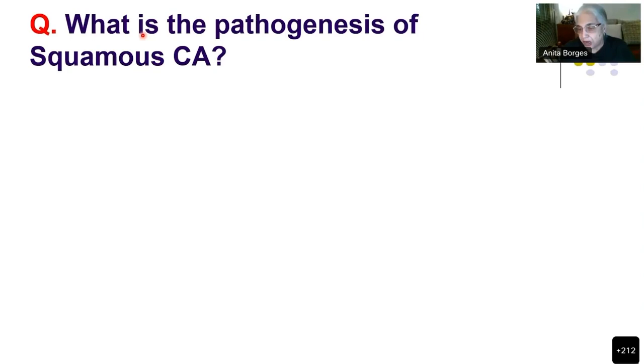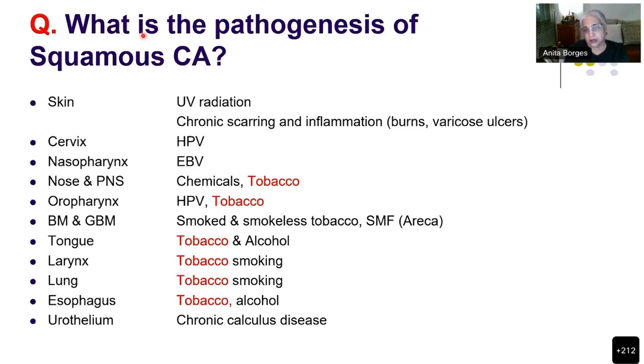in different ways. Okay, so now if you want to look at the etiology, look at this. On the left-hand side are the places where squamous carcinoma occurs, and on the right-hand side is carcinogenesis. Skin is UV radiation, and you just had Ajit talk about DNA adducts occurring as a result of UV effects on DNA. You talked about chronic scarring and inflammation, whether it's burns, varicose ulcers, etc. So constant breakdown and repair.